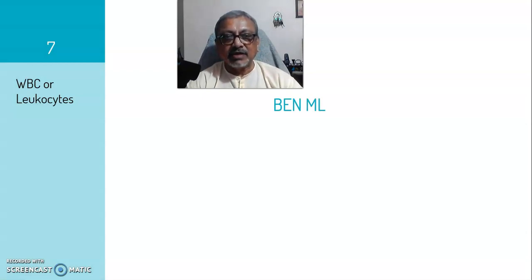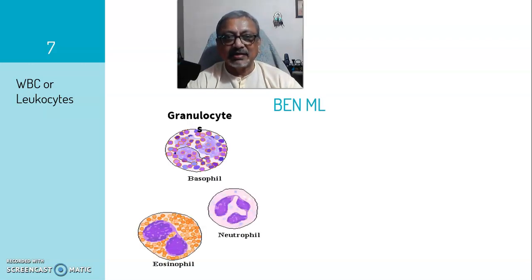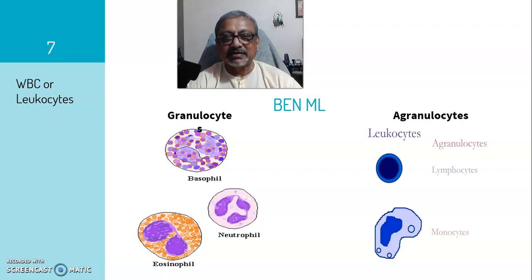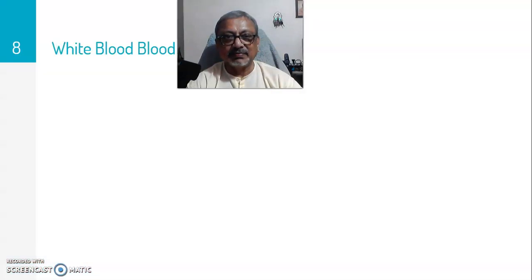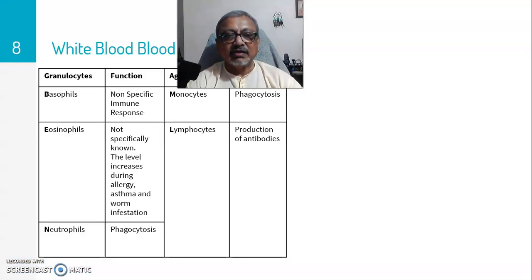Now, all these granulocyte and agranulocyte can be remembered with the help of an acronym BANE-ML, whereas BANE represents basophil, eosinophil, neutrophil and they are granulocytes, and ML represents the monocyte and lymphocyte, they are the agranulocyte. Now let us look at the function of all types of WBC.